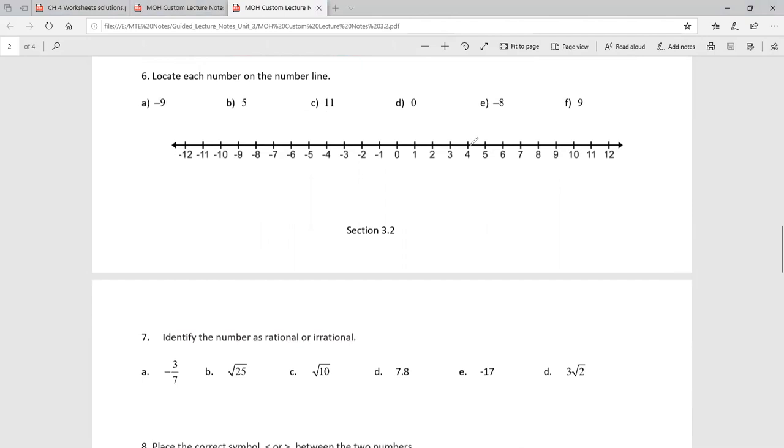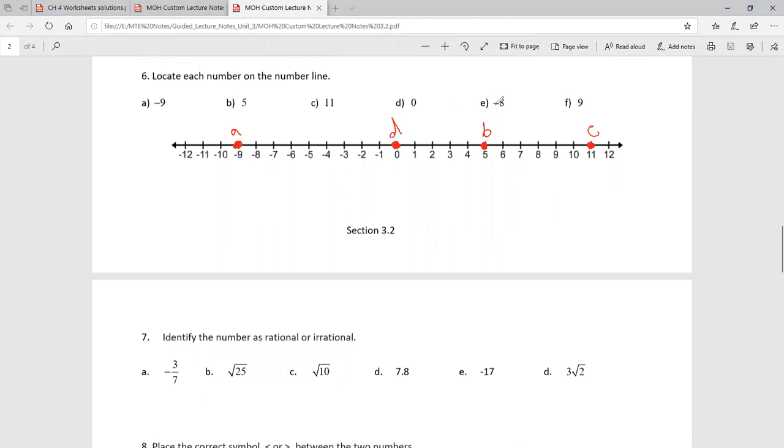So -9, that's not over here. This is +9. It's over here. So this would be A. B, +5, is over here. +5, not -5. 11 is right here. That's C. D is 0, dead center.